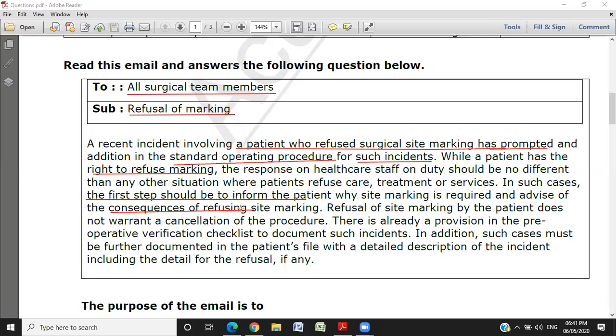Then they should also keep in mind that they cannot cancel a procedure just because the patient has refused marking. It also tells them that there is already a provision in the preoperative verification checklist to document such incidents. But now they have added one more thing, that it must also be documented in the patient's file. So basically, this is giving them information about what to do when a patient refuses marking of the surgical site. They already had certain protocols, but here they are adding a few more points to it.